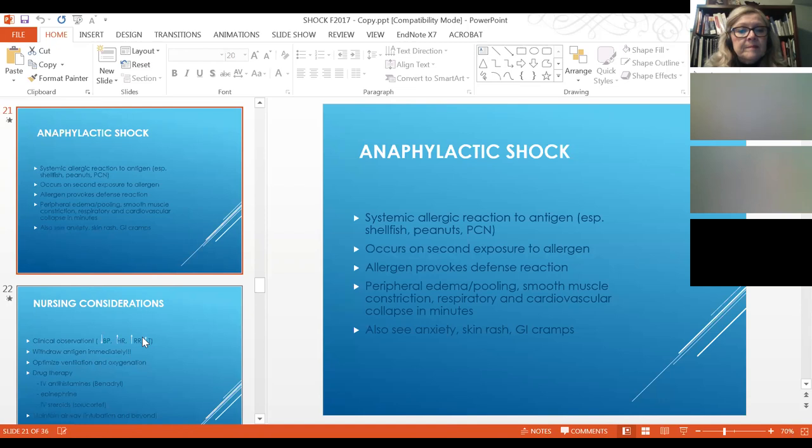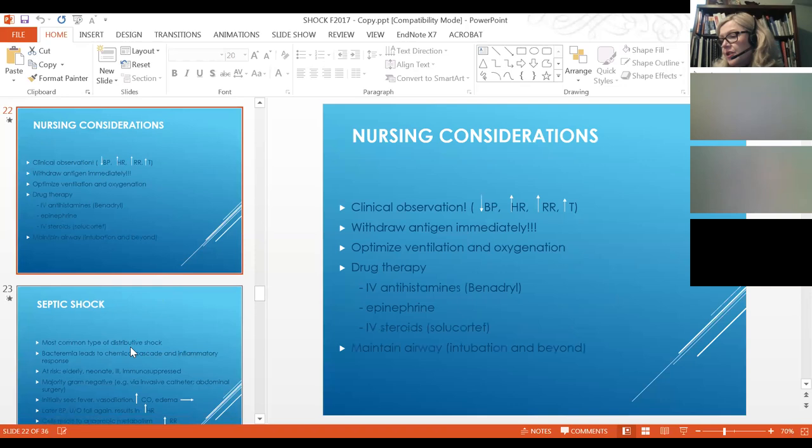Nursing considerations: really looking for that hypotension. Again, an increase in heart rate. You're going to have tachypnea, and you may even experience mild pyrexia. You need to withdraw the antigen immediately. If it's a bee sting, it's kind of already done, but if it's peanut butter in the area, some people are so highly allergic to peanut butter, it only has to be in the area. It could be a tiny bit of residue on a knife.